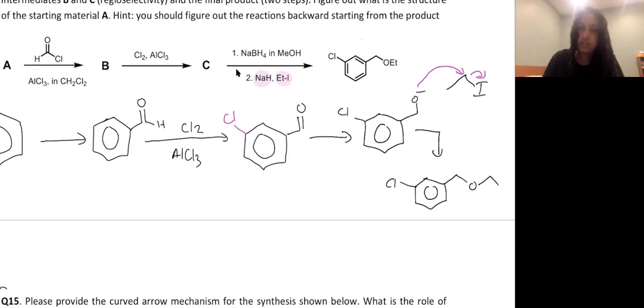So now, is this product what we wanted up here? Are they the same thing? Yeah, so that synthesis worked. It's just a matter of knowing the reagents. And I don't think you're gonna have anything this difficult on the test.